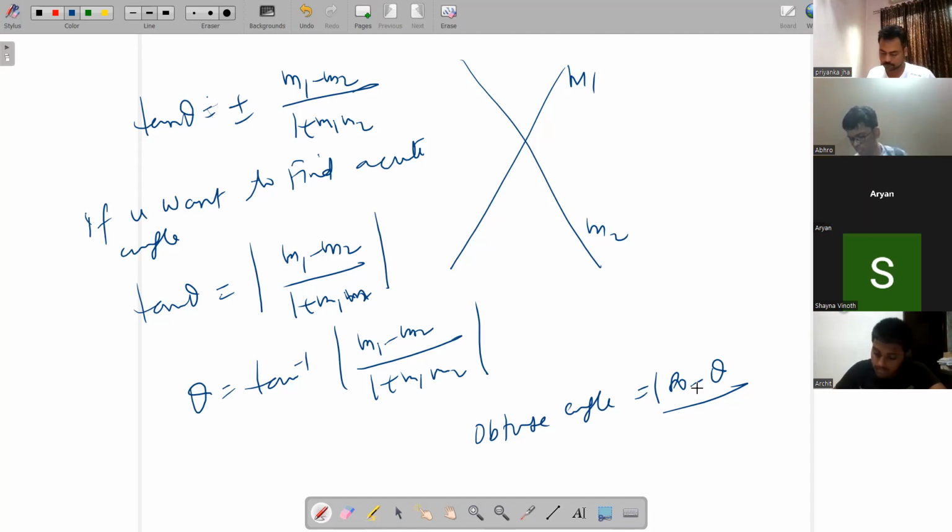So can you explain the last step? Like why are we taking modulus? Because if theta is an acute angle, tan theta has to be positive. Acute angle means between 0 to 90, right? Yeah. So tan has to be positive. It may come negative, so just take modulus.